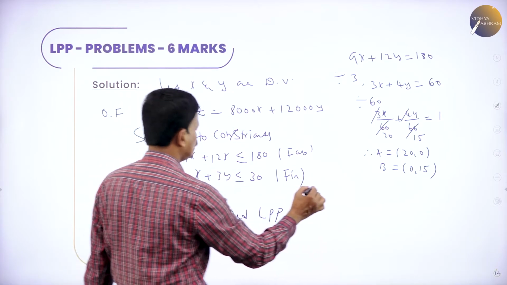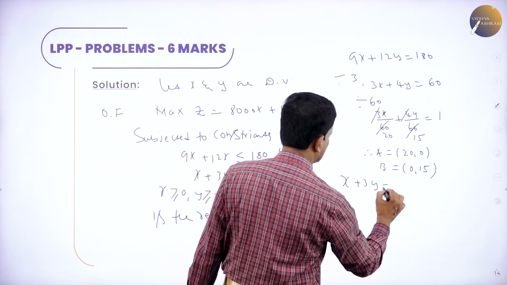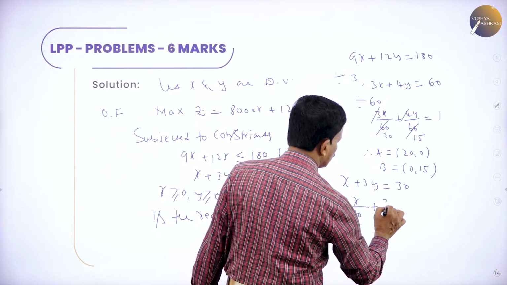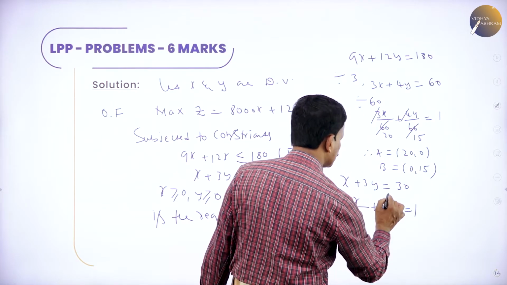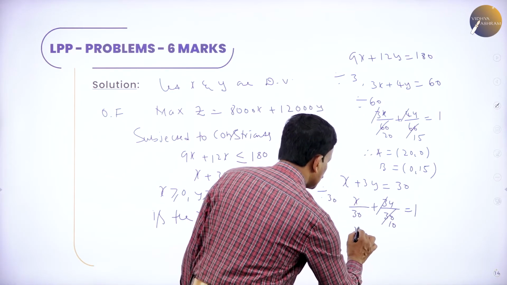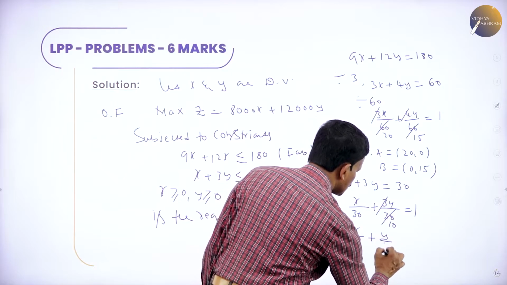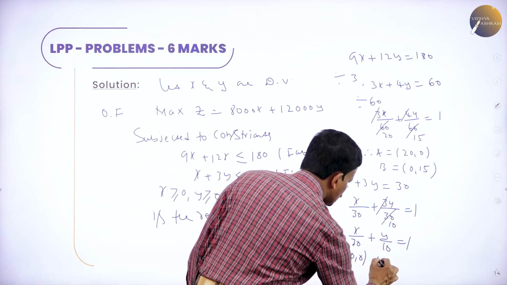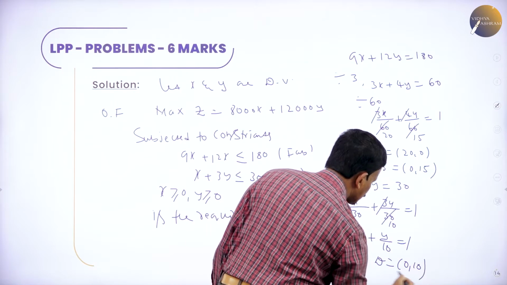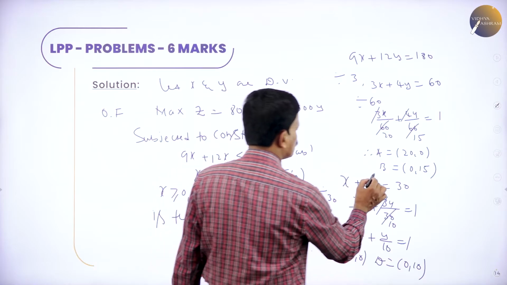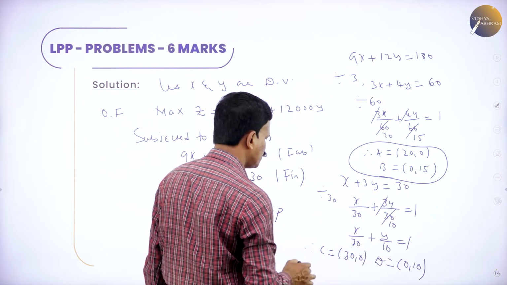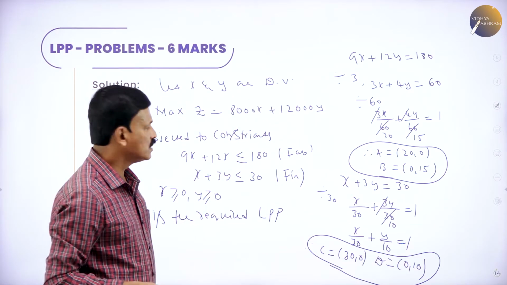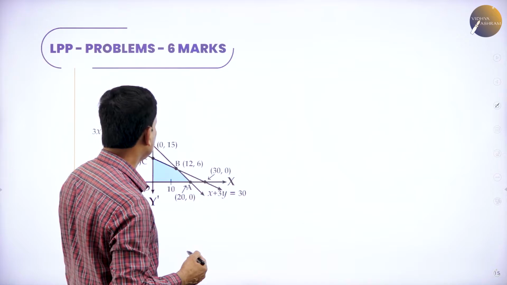Similarly for the second equation, X plus 3Y is equal to 30. Divide by 30, you will get X by 30 plus 3Y by 30 is equal to 1. So X by 30 plus Y by 10 is equal to 1. Therefore C is equal to 30 comma 0 and D is equal to 0 comma 10. These are the points. A is equal to 20 comma 0, B is equal to 0 comma 15, C is equal to 30 comma 0 and D is 0 comma 10. Let us draw on a graph sheet.